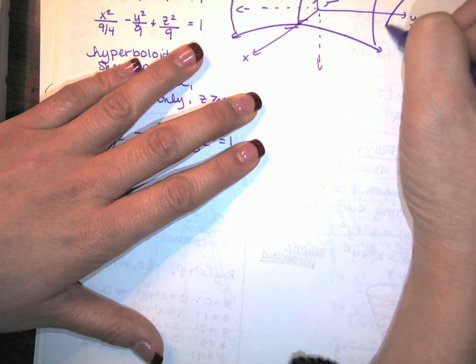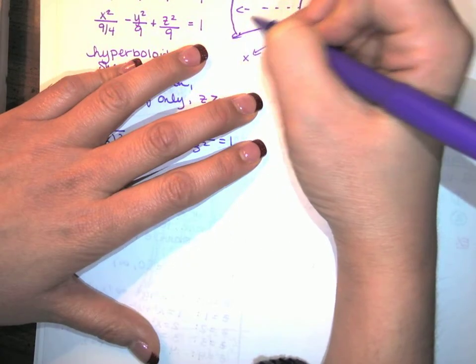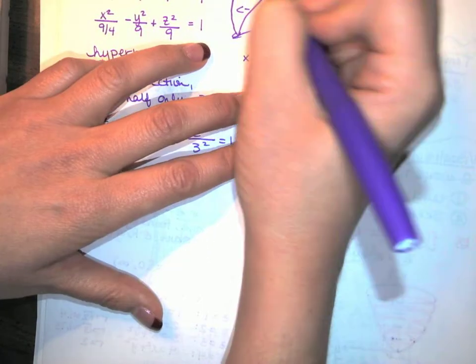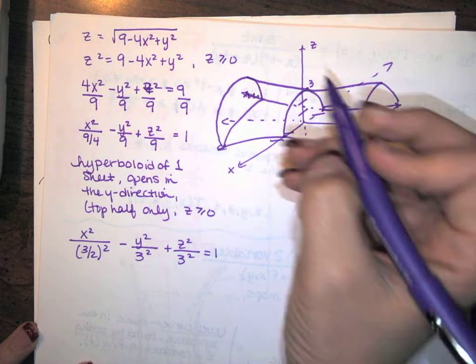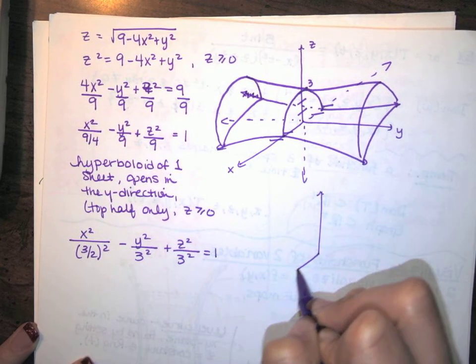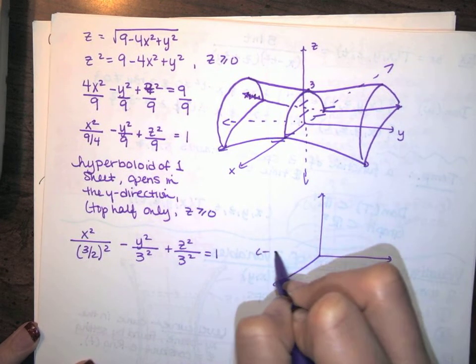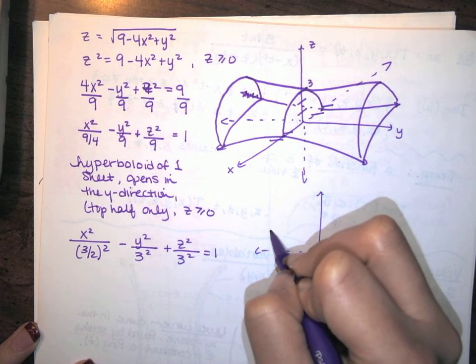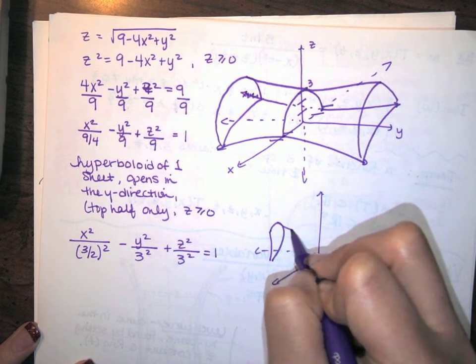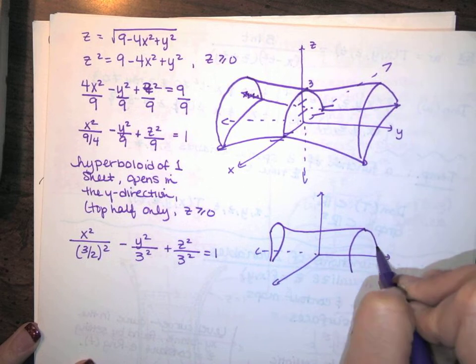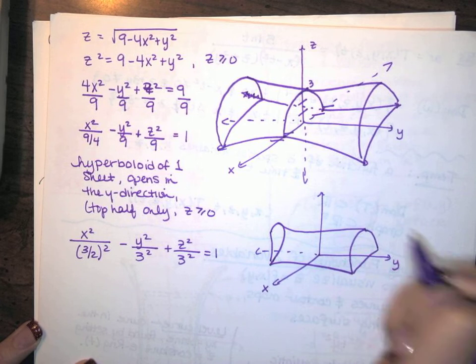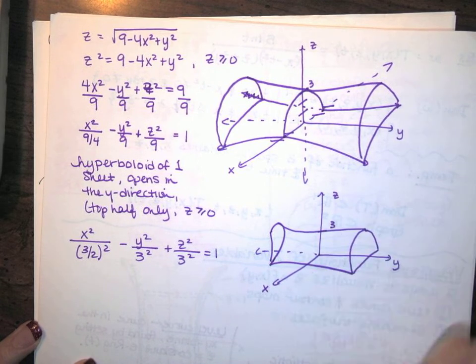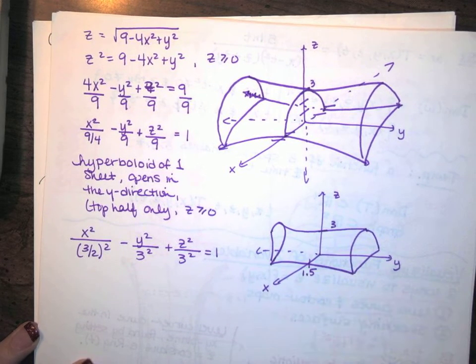But we're only seeing part of this. Maybe that part shouldn't be there. Oops, I'm so sorry. It was off the screen. So that's our hyperboloid of one sheet. Maybe a better picture would look like this. There's my x-axis, there's my y-axis, and there's my z-axis. And it goes up to z equals 3, and it goes up to over here to x equals 1.5.